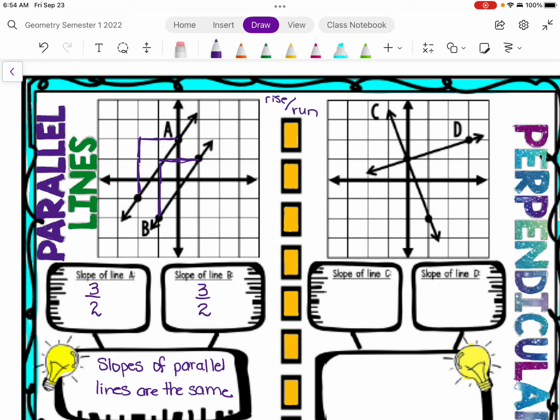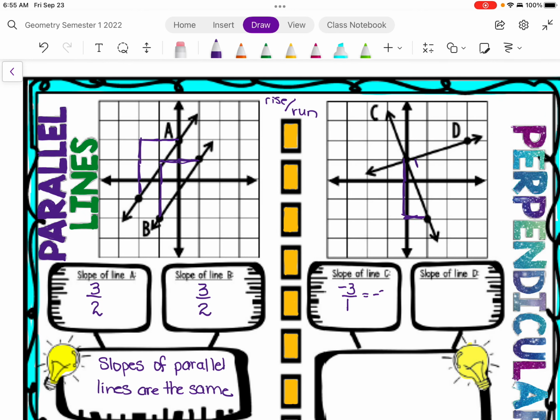All right. Let's look at our perpendicular. So remember, two perpendicular lines means that hopefully that's a 90-degree angle. So here's how we test that. For C, we go down 1, 2, 3. Now notice I said down, so that's negative. And we go over 1. And -3 divided by 1 is -3.